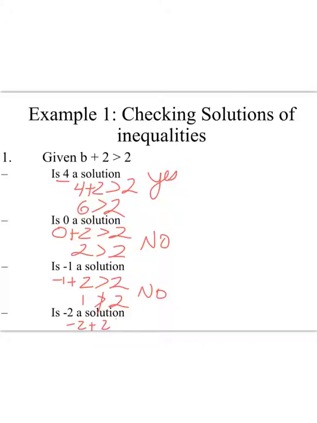Negative 2 plus 2 needs to be greater than 2. 0 needs to be greater than 2. That is not true. So again, we would write no.